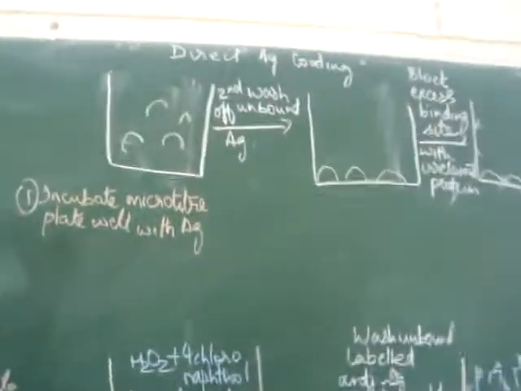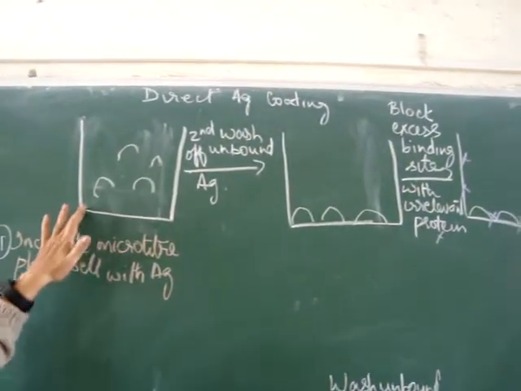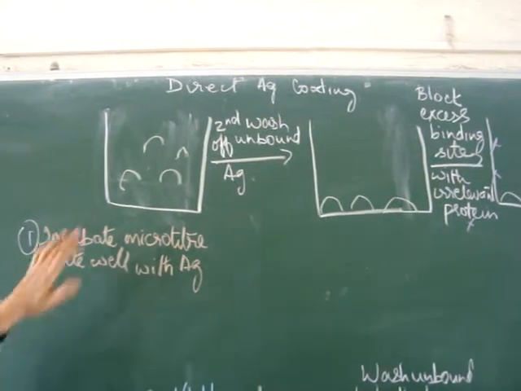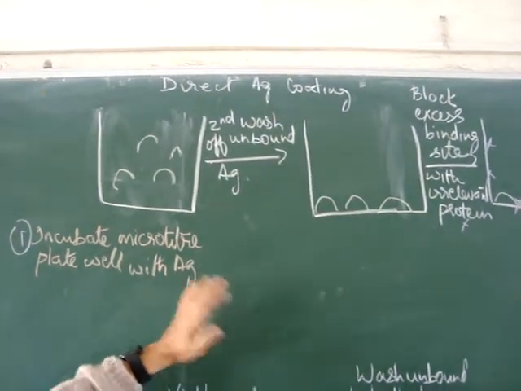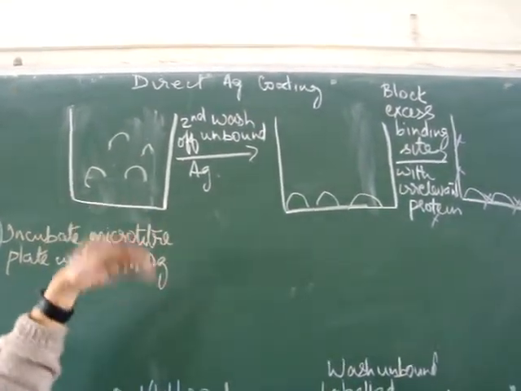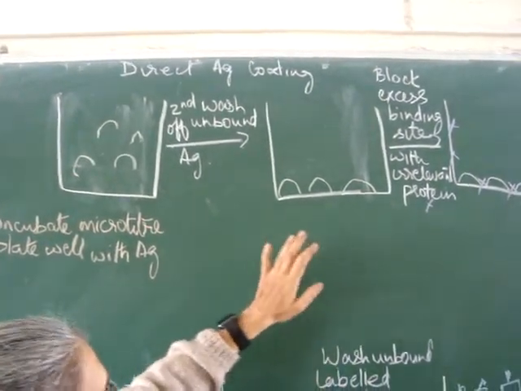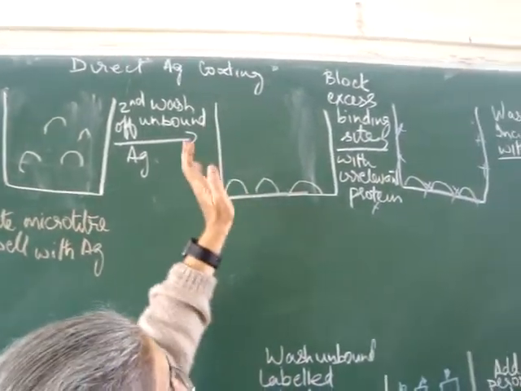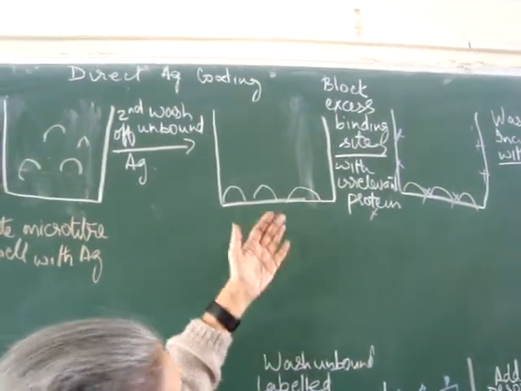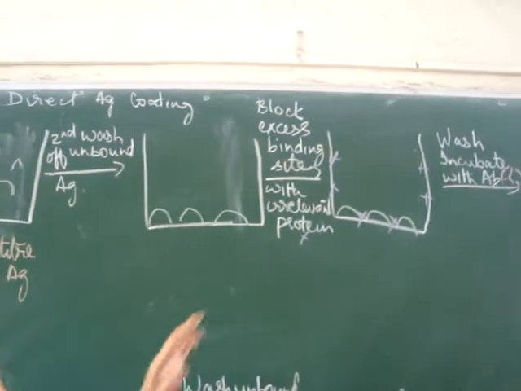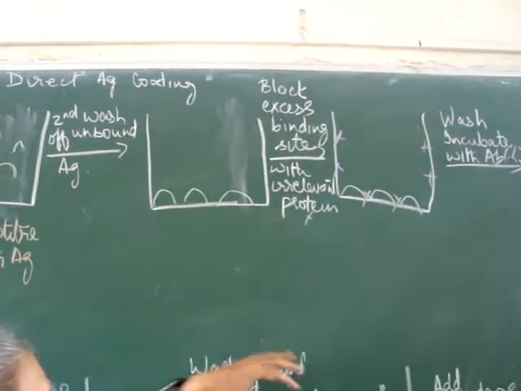First we incubate the microtiter well with antigen, and this helps in binding of the antigen to the microtiter well. Then the excess antigen is washed off, and only the bound antigens remain in the microtiter plate. Then we block excess binding sites with irrelevant protein, so all the binding sites will be blocked and no other substance can attach there.